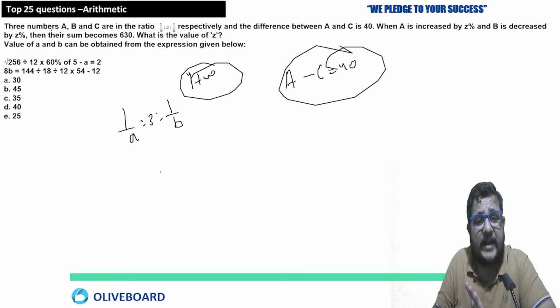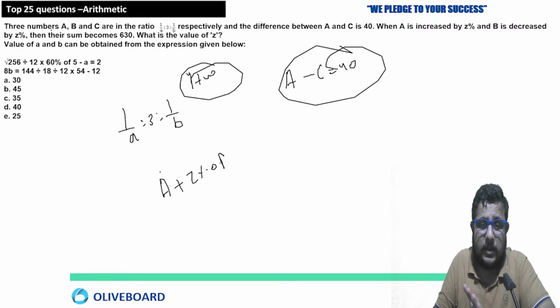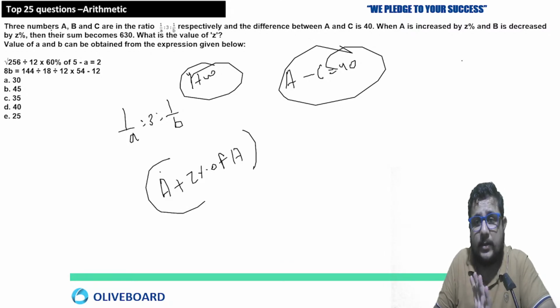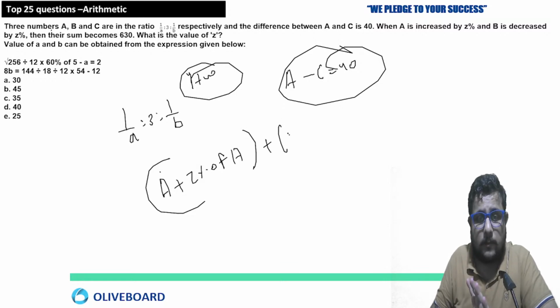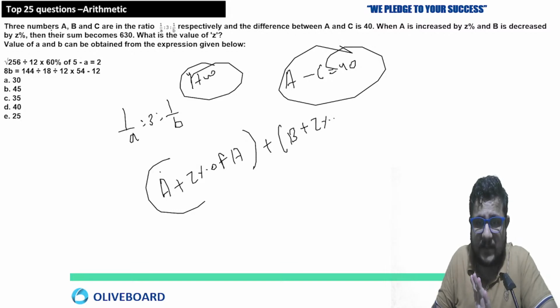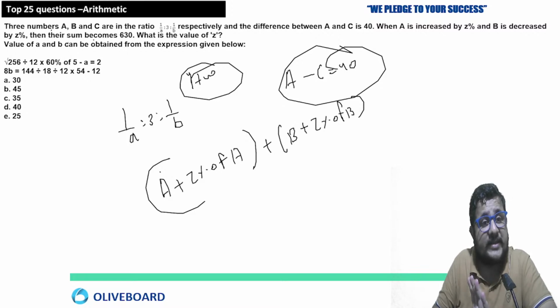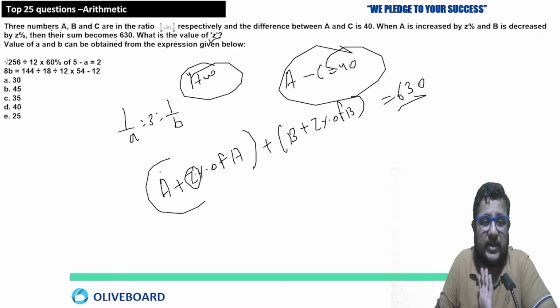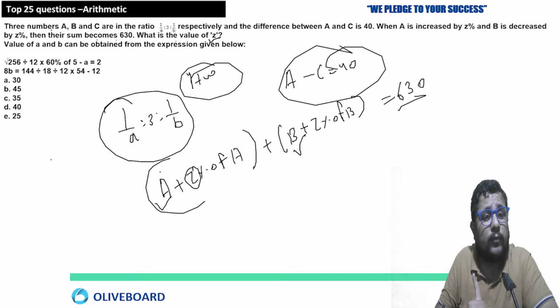If A is increased by Z%, so A plus Z% of A, remember the point which I am writing here, and B is decreased by Z%, so B minus Z% of B, remember what I am writing, their sum becomes 630. So this is equal to 630. What is the value of Z? Means the percent term they are talking about. For that we need A and B. The ratio is given already: 1 by A, 3, 1 by B.